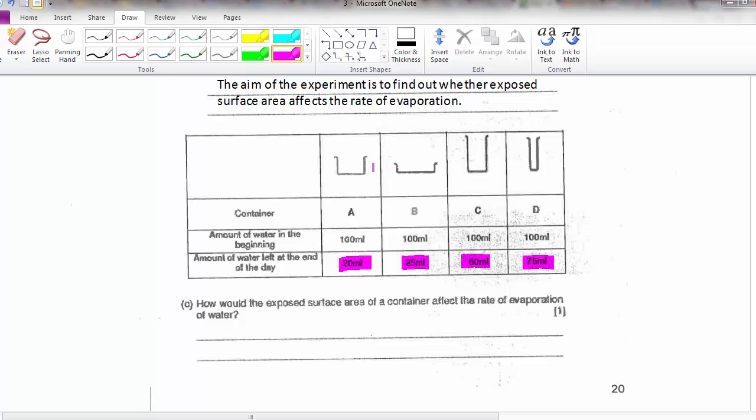Okay, well, basically this proves that the larger my exposed surface area, so these 2 surface areas are relatively large, these 2 are quite small, and D is obviously the smallest, and because of that you see the amount of water left at the end is the highest, while for A and B, the amount of water left is very low. Okay, so that tells me that the larger the exposed surface area of a container, the faster the rate of evaporation.